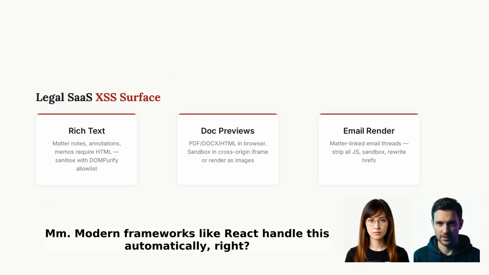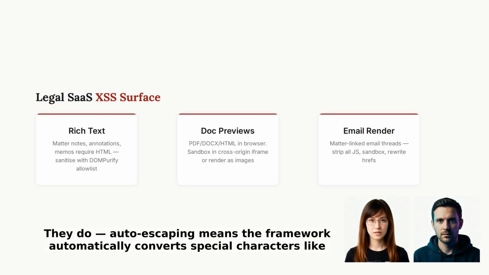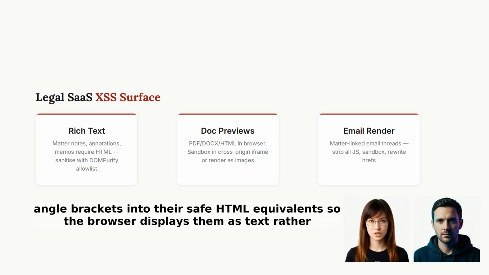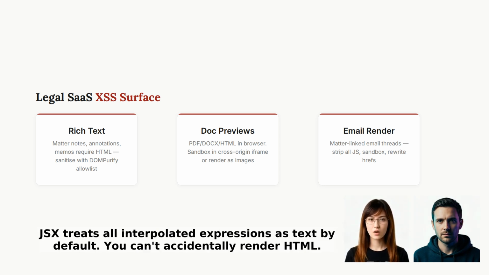Modern frameworks like React handle this automatically, right? They do. Auto-escaping means the framework automatically converts special characters like angle brackets into their safe HTML equivalents, so the browser displays them as text rather than interpreting them as code. That's eliminated the majority of XSS in greenfield apps. React's JSX treats all interpolated expressions as text by default. You can't accidentally render HTML.